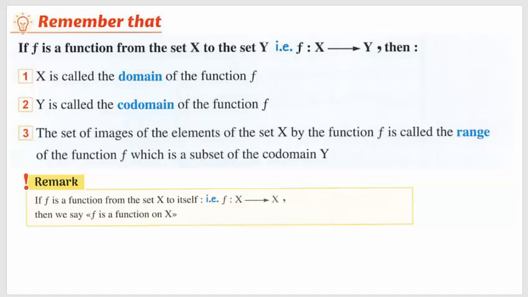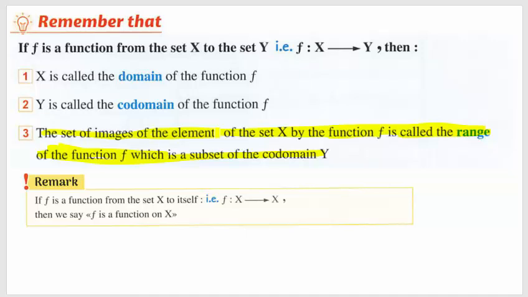Moreover, we said that the set of images or the used items in Y is called the range of the function, which is always a subset of the codomain. So take care of this point. The range is always a subset of the codomain.